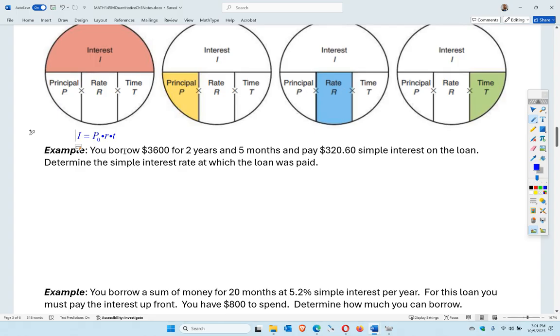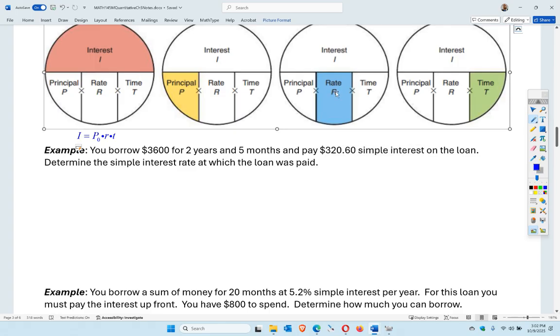Let's read the question here. You borrow $3,600. That's the principal, correct? 2 years and 5 months is the time period. You pay this much in interest. Determine the simple interest rate at which the loan is paid. So we don't have the R, correct? So we want to know the R. This is the R right here.